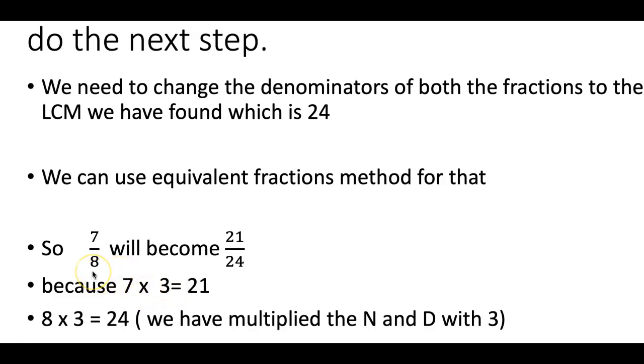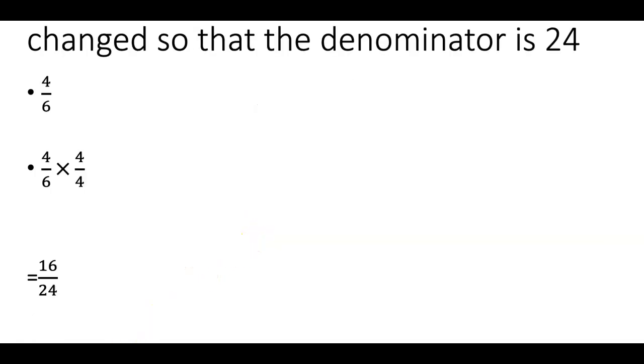Because when I try to change 8 to 24, because the least common multiple is 24, I need to multiply 8 with 3. But I need to do the same thing with the numerator as well. So my fraction is still the same amount. So I multiplied numerator and denominator with 3. So 7 times 3 is 21 and 8 times 3 is 24, and that's how my first fraction 7 out of 8 is now 21 out of 24.